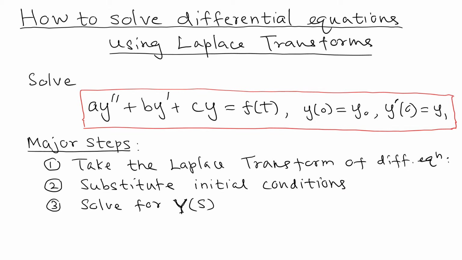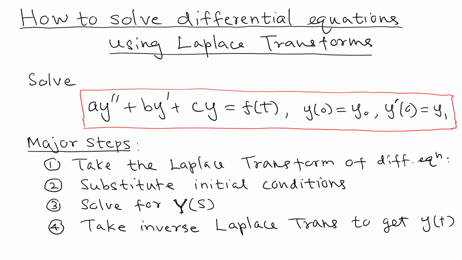The third step is to solve for Y(s). Y(s) is the Laplace transform of y(t), which is the solution. So we assume Y(s) is a Laplace transform, and we solve for Y(s) in the Laplace domain. And the final step is to take the inverse Laplace transform of Y(s) to get y(t). So that's the idea.